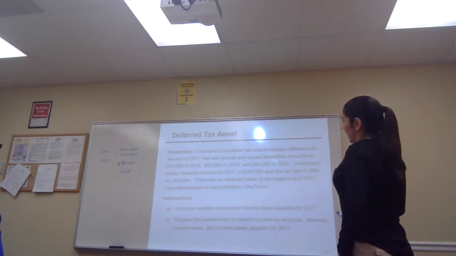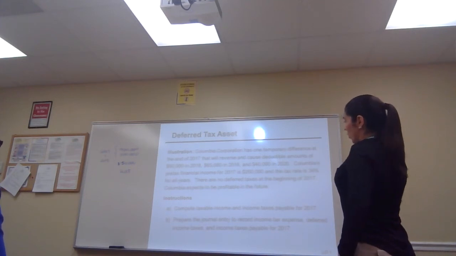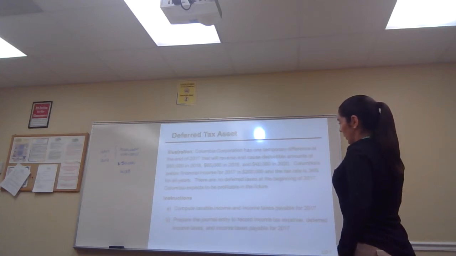Columbia's pre-tax financial income for 17 is 200,000, and the tax rate is 34% for all years. There are no deferred tax assets at the beginning of 17. Columbia expects to be profitable in the future.